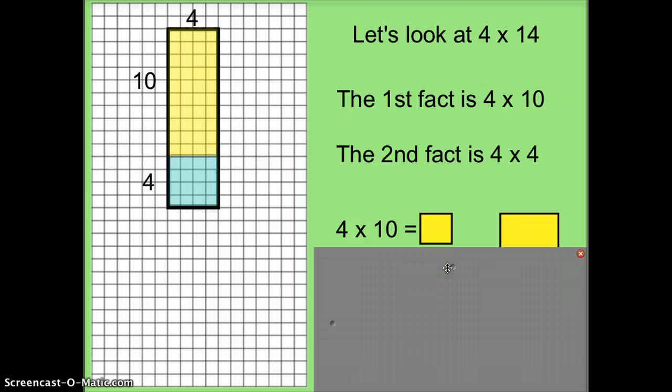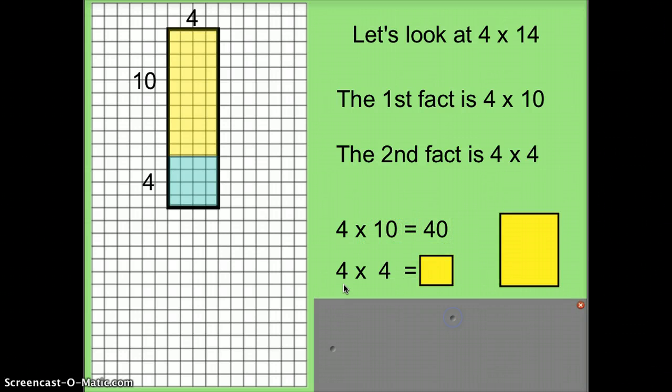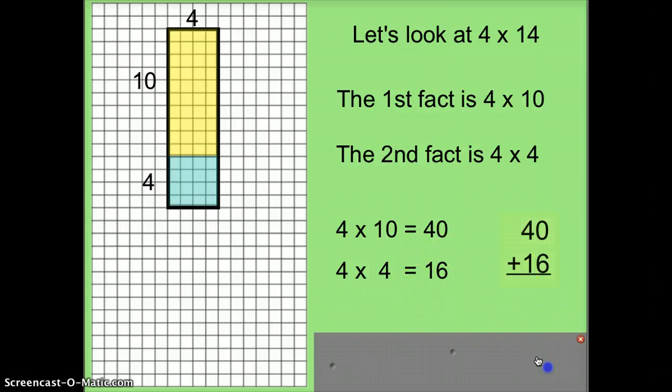So my first fact, 4 times 10, well, I know 4 times 1 is 4, plus a 0 would make it 40. The second fact, 4 times 4, that's a fact I know. 4 times 4 equals 16. The last thing I'm going to do is add my two partial products, 40 plus 16. And I'll just add these up right here. 0 plus 6 is 6, and 4 plus 1 is 5. So my answer is 56.